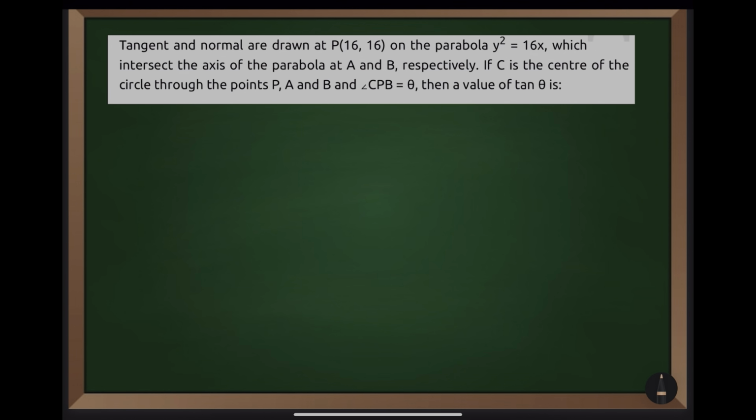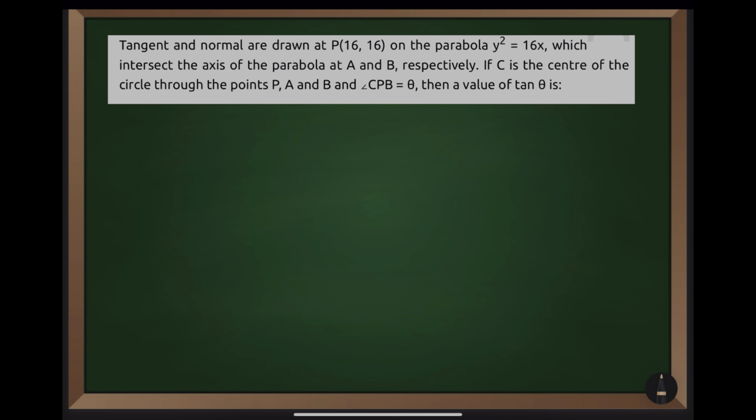So we got this situation. Tangent and normal are drawn at the point on the parabola. So you have to drop a tangent and a normal to the parabola at the point. As you can see, first I'll crack this question till this part, and then I'll proceed reading.